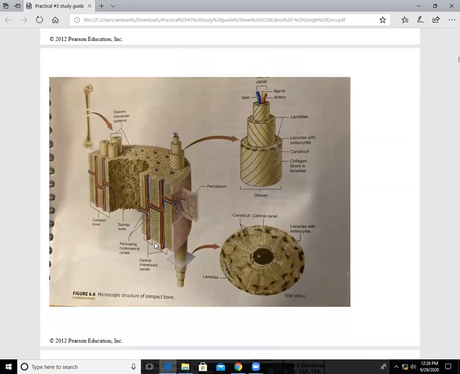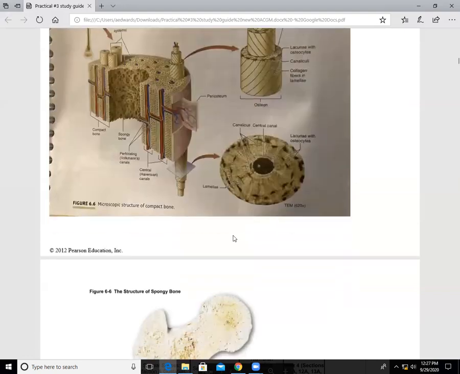Here's another view, okay? Most of the same structures, just a different view from the previous lab manual that we used to use. Again, central canal. Again, each of these little dots in the lamellae are called lacunae. Each one's a lacuna, and that's where the osteocytes, the mature bone cells, live. And the little lines going out from each lacuna are canaliculi, and they allow for communication between the lacunae. Those are structures that you need to know.